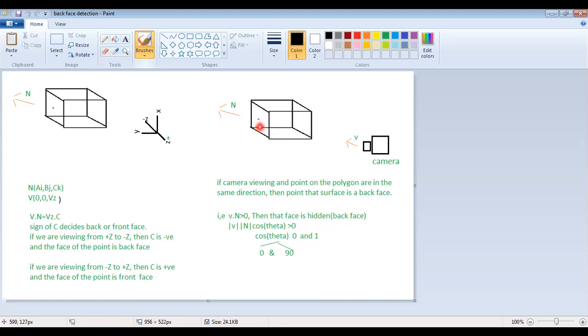Now, technically, we say that if the camera viewing vector and the point on the polygon lie in the same direction, or lie on the plane. In ordinary wording, if the camera viewing direction and the point on the polygon are in the same direction. See here, this camera viewing vector is in this direction.